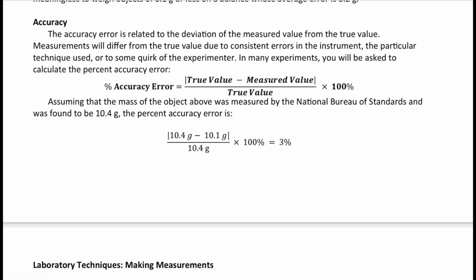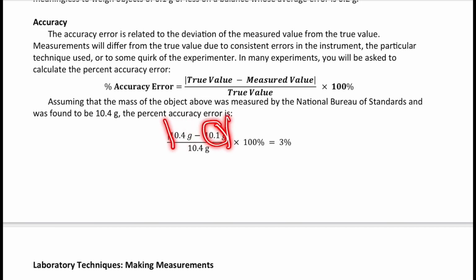And then next is accuracy. So accuracy is once again the deviation from the true value or the accepted value. So we calculated 10.1 as our experimental value, or our measured value. 10.4 grams is the true value. The National Bureau of Standards is an organization that puts a lot of thought into what is the true value of different measurements. So in their hands they found 10.4. So 10.4 is probably more correct.